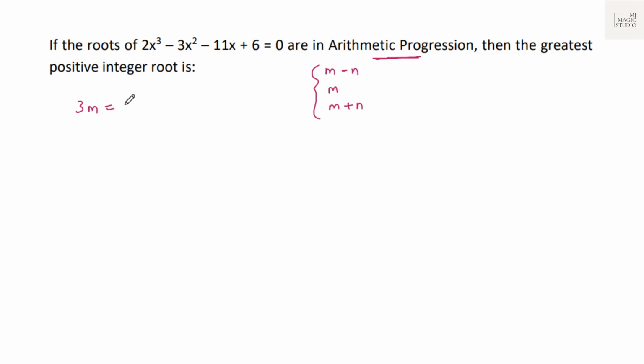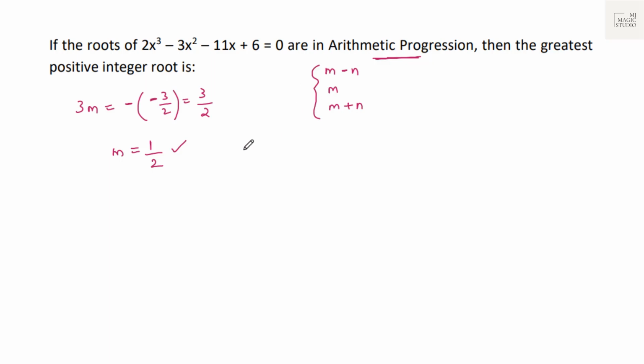Sum of roots is given by minus b by a. Minus of minus 3 by 2, that is equal to 3 by 2. 3 cancels out. Value of m is half. Bingo. One root we have identified.